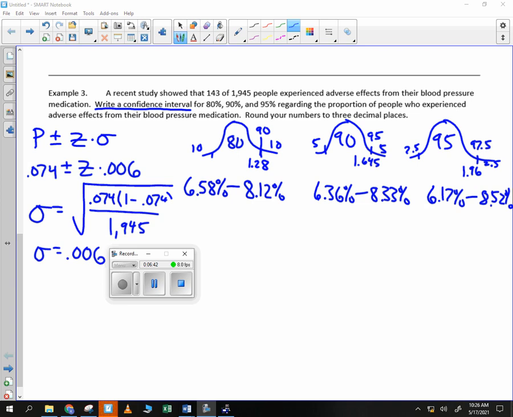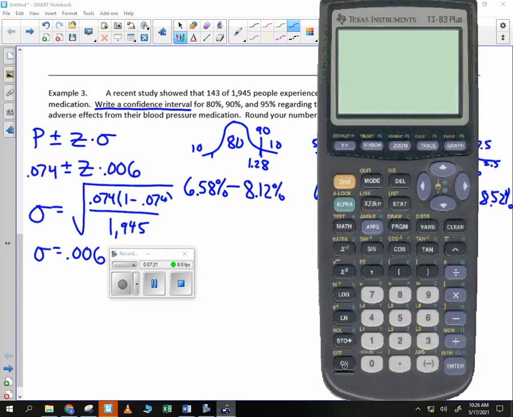In the middle one, I got 6.36 to 8.33. Can you guys confirm that? You had 6.34. Okay. I see the problem, folks. Okay, this is my fault.